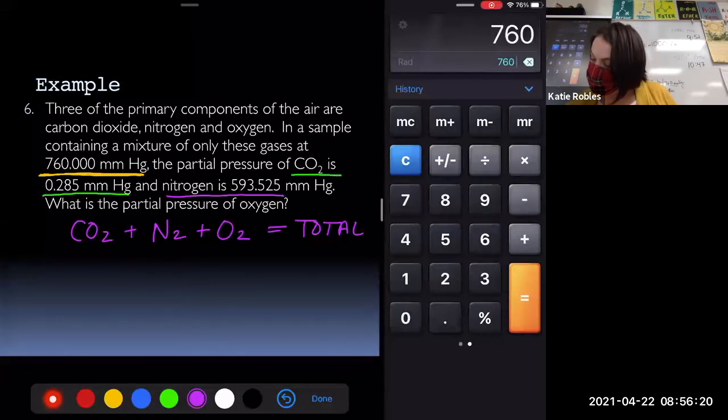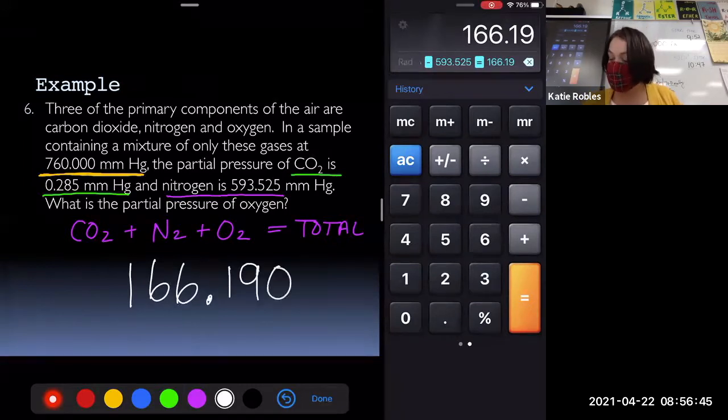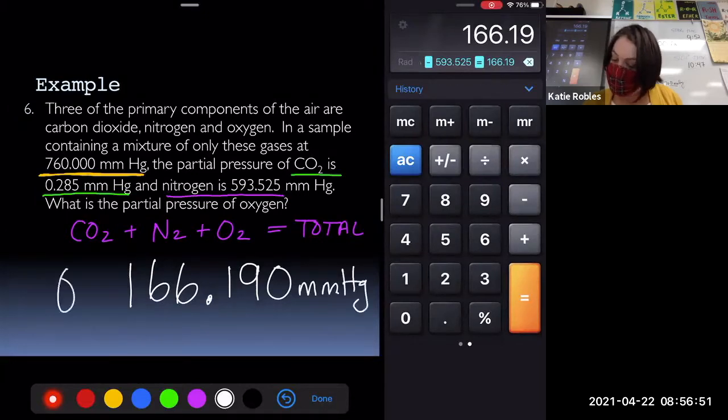760 is the total. We know that 0.285 of it is carbon dioxide and 593.525 of it is nitrogen. So we get a partial pressure of the oxygen of 166.19. And if you want to really take sig figs into account, there would actually be a zero there for that partial pressure of oxygen. Okay, so this is actually a pretty easy concept that I'm going to use to do a really annoying thing.